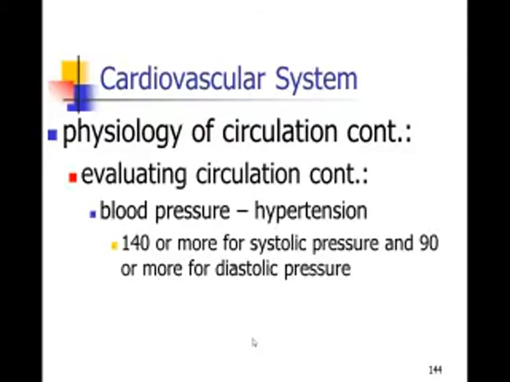Hypertension is high blood pressure. Typically 140 for systolic pressure is considered high blood pressure, and 90 for diastolic is considered high blood pressure.